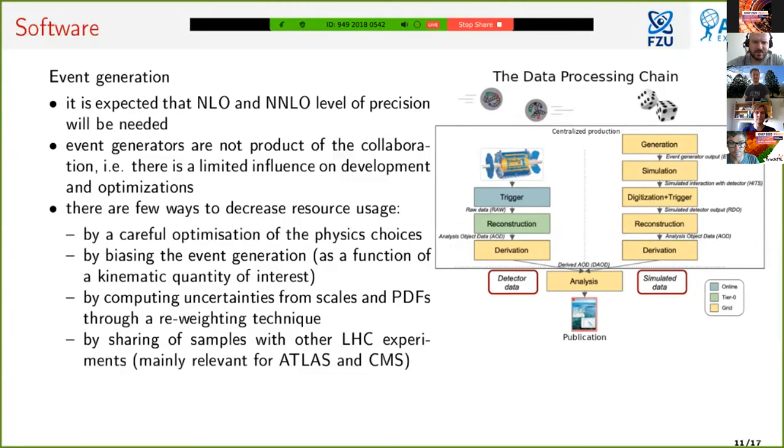We can bias the event generation as a function of kinematics, so that you don't spend a lot of CPU time populating some extreme corner of phase space. Uncertainties from scales and PDFs can be done by reweighting, so you do not need a large Monte Carlo to do that. Also, as this is experiment independent, we can share them with other experiments.